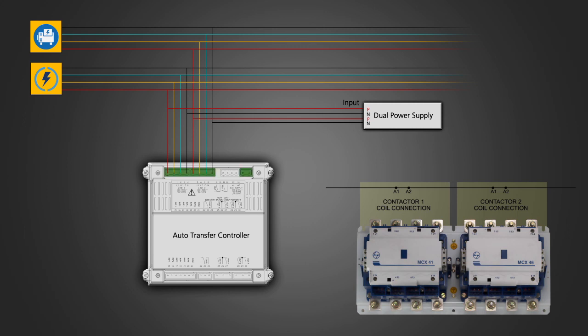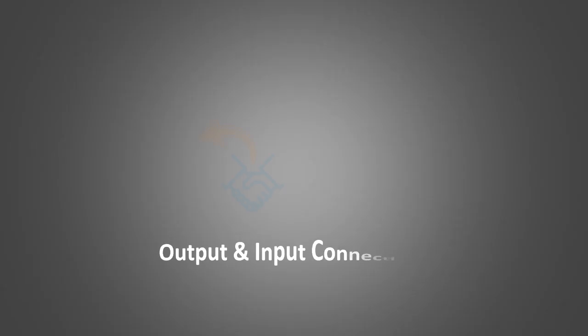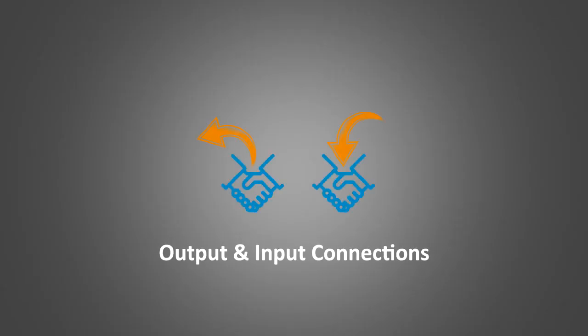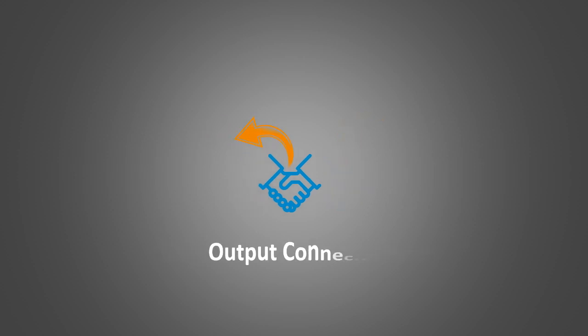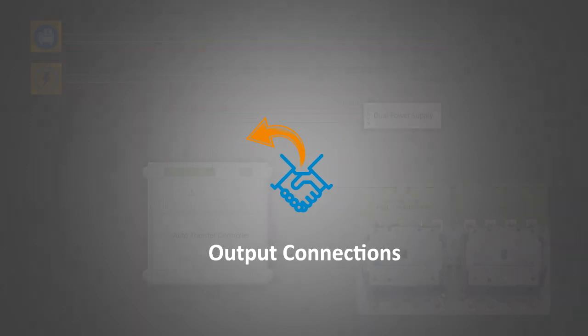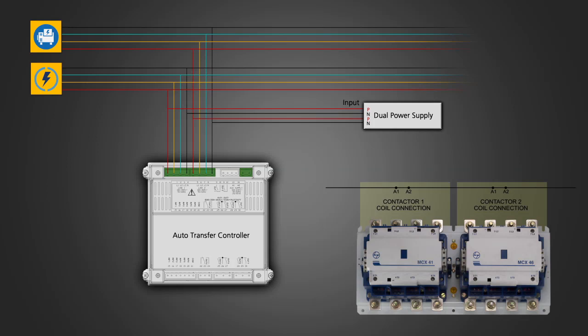This is the power connection of the controller. Now we will look at the output and input connections between the controller and contactors. Output connections. Contactor 1. Phase of source 1 connected to terminal 26 of the controller. Terminal 27 of the controller connected to A1 coil terminal of contactor 1 through auxiliary NC contact K2 of contactor 2. Neutral of source 1 connected to terminal A2 of the coil of contactor 1.